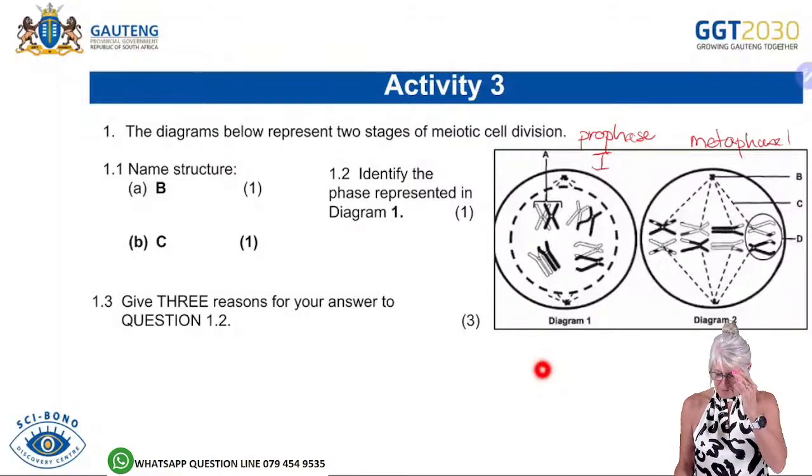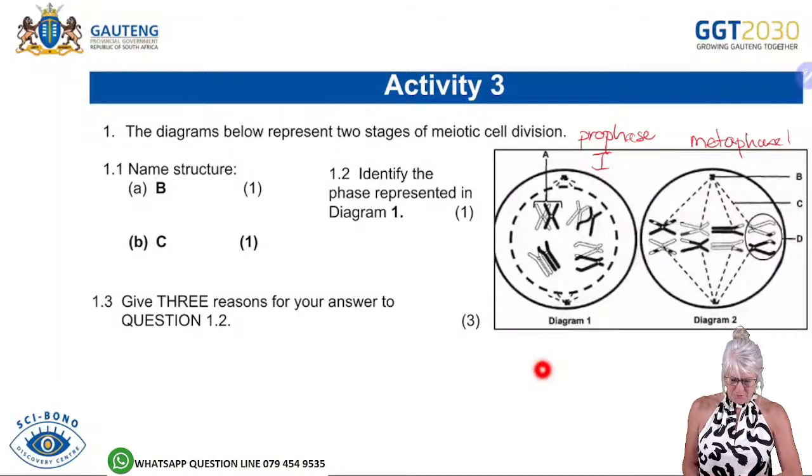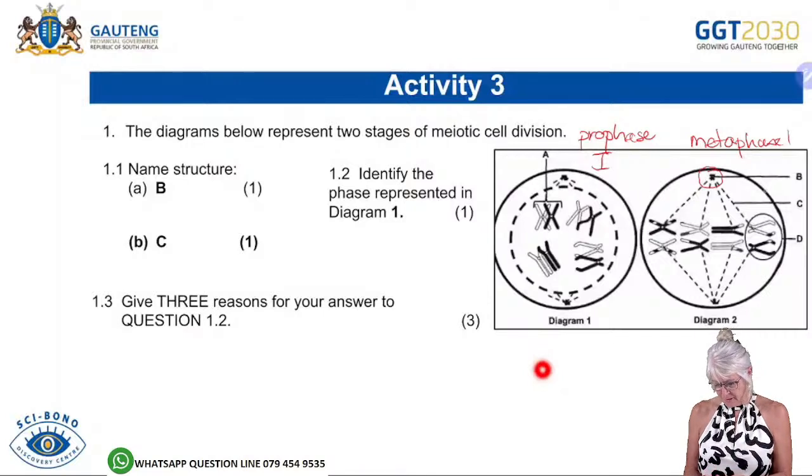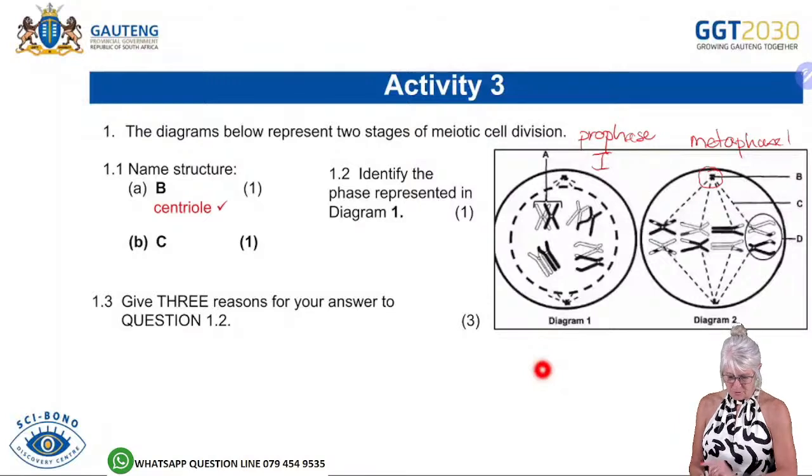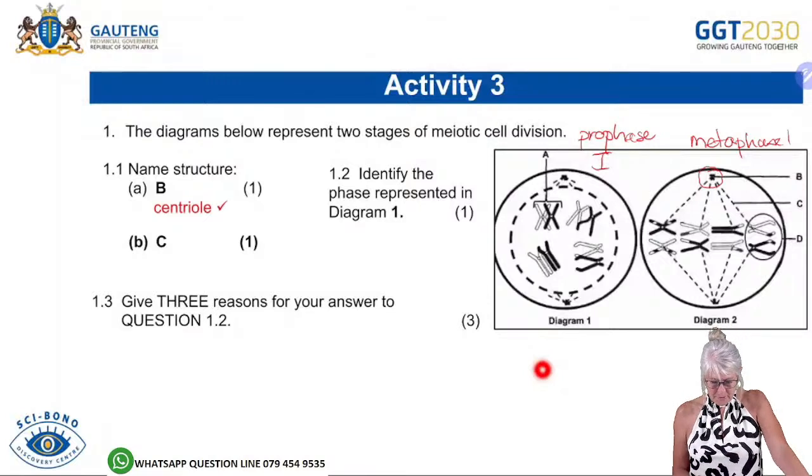All right, so now let's have a look at the questions. The first question says, name structure B. Let's have a look on the diagram here, and we know this is considered the pole of the cell. So it would be the structure that makes up the pole, and that would be the centriole or the centrosome. Okay, let's have a look and see. Yes, the centriole. Then they ask us to identify structure C, which are the spindle fibers. You can see those little dotted lines. So that would be the spindle fibers.